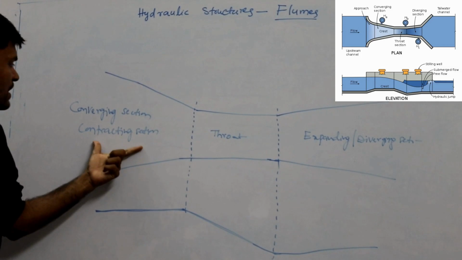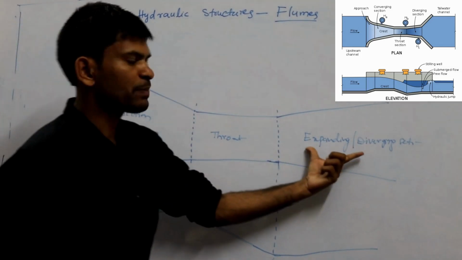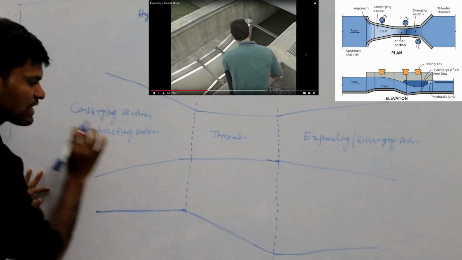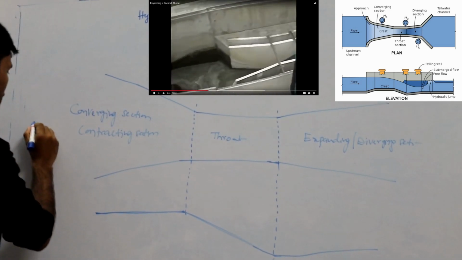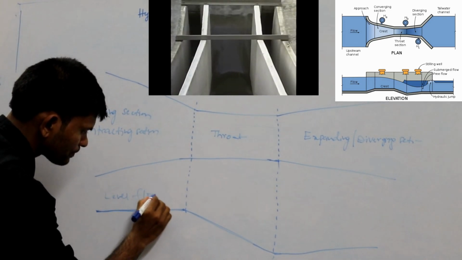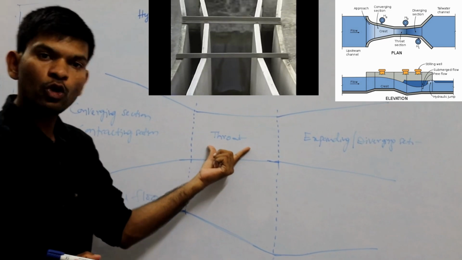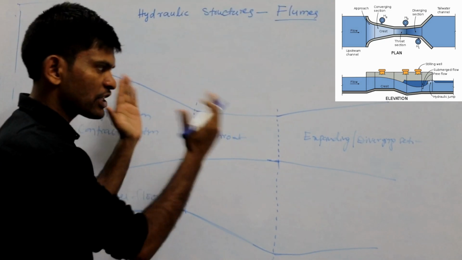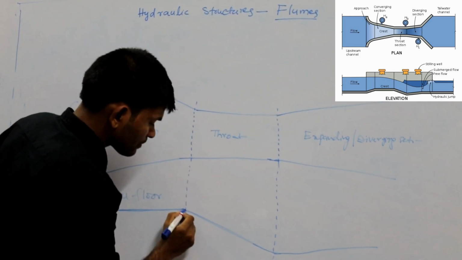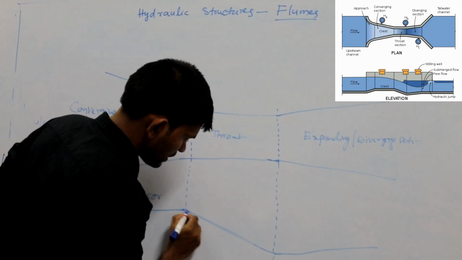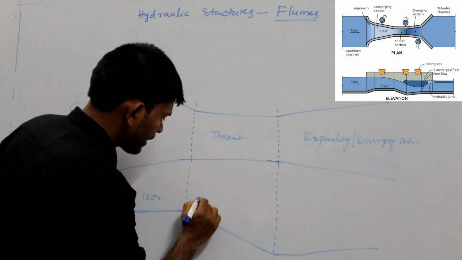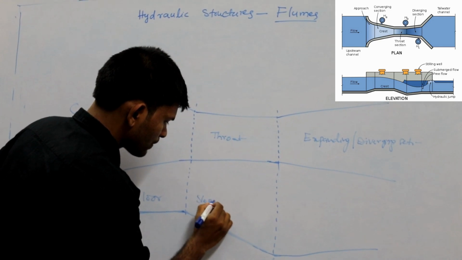This is the converging section, this is the throat, and this is the expanding section. Here the converging section is the upstream side, with level flow. The throat is the middle portion of your partial flume, and this throat section is inclined in the downward direction. Downward direction means a steep slope has been provided. This is the steep slope downward.